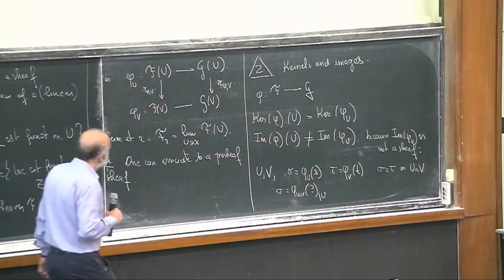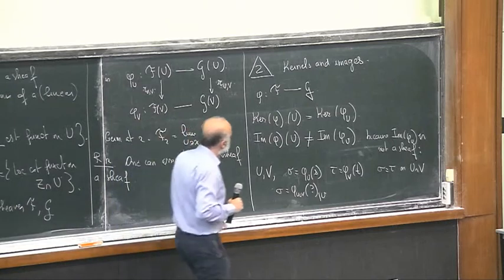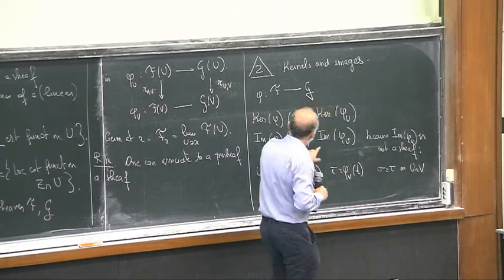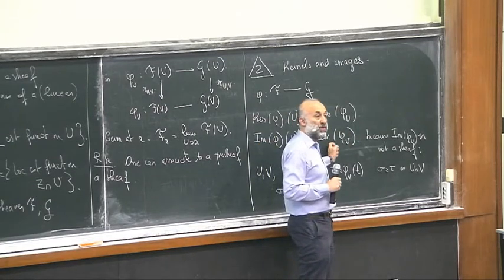And so the only thing you can do is to say, well, the image is still a pre-sheaf, because this restriction property still works. And what is this image here is actually the sheaf associated to this pre-sheaf.